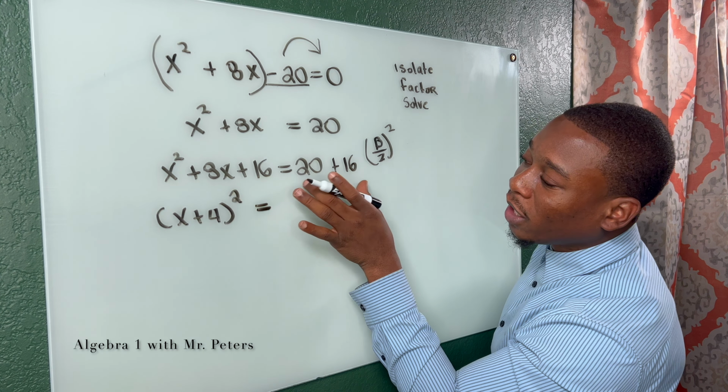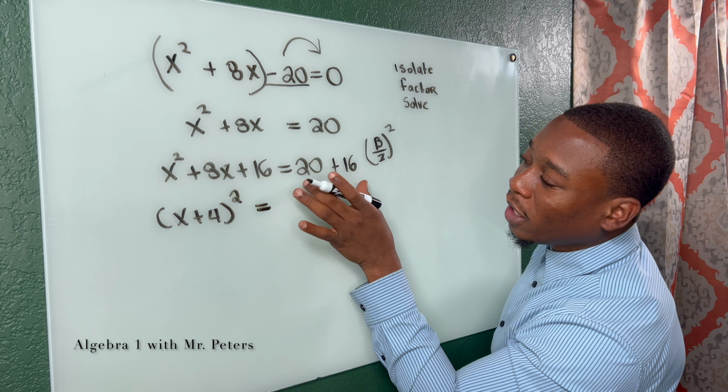taking the square root. So this turns into x plus 4, and this now is equal to the square root of 36, which is just 6. Just don't forget your plus or minus, right? Oops. Because they're going to be two different equations.